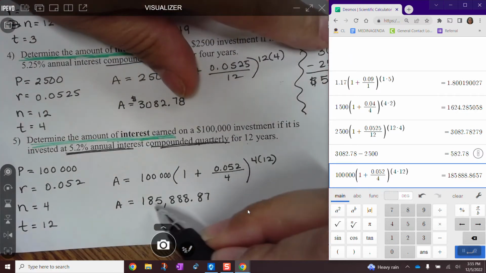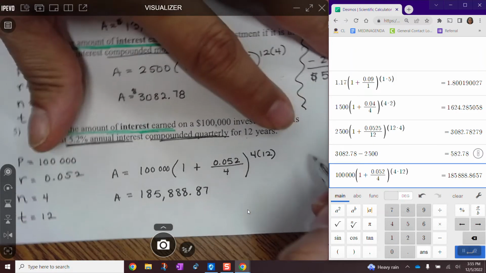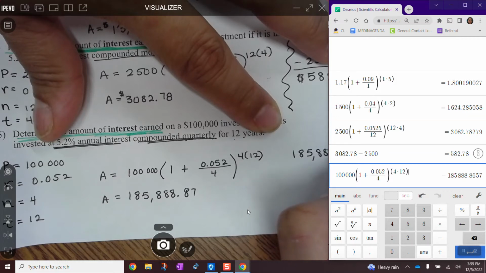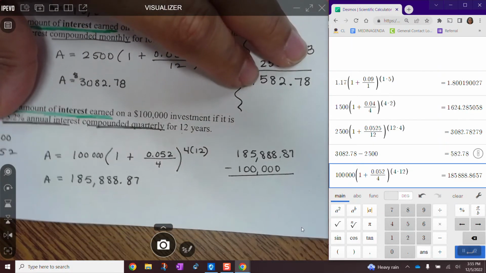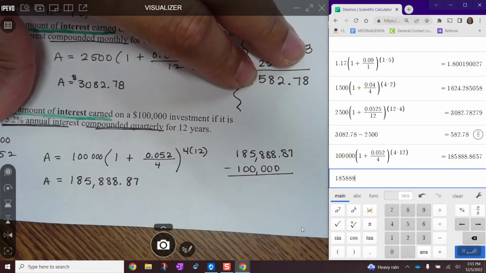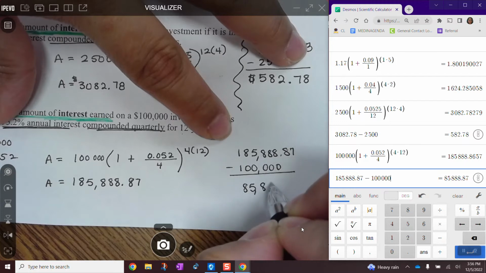All right, but this is how much money you have now. They just want to know what the difference is from what you had originally. So it's going to be 185,888 subtract 100,000. So doing this in the calculator. Oh, I forgot the .87. Subtract 100,000. And there you go. So the amount of money that you made is this.